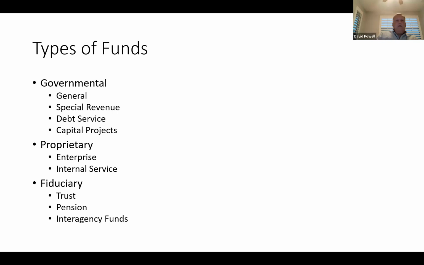Then your third broad category, what are called fiduciary funds. Now, the money in fiduciary funds is money that does not directly belong to the government. This is money that the government is managing for some other individuals or for some other entities. So an example of a fiduciary fund could be a trust fund.